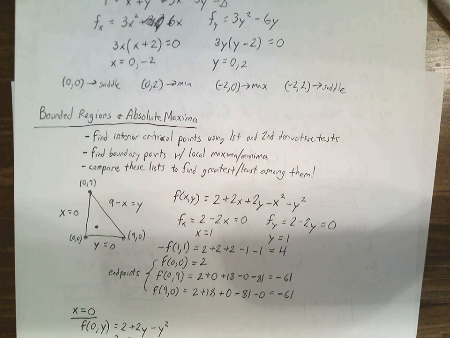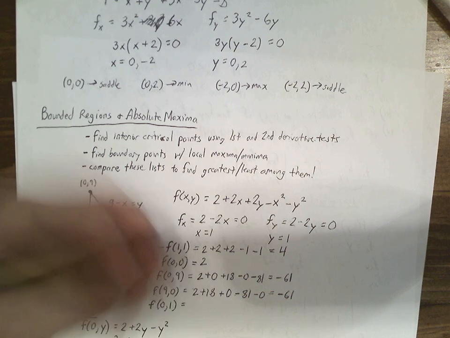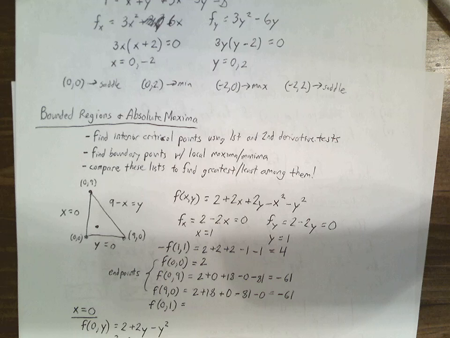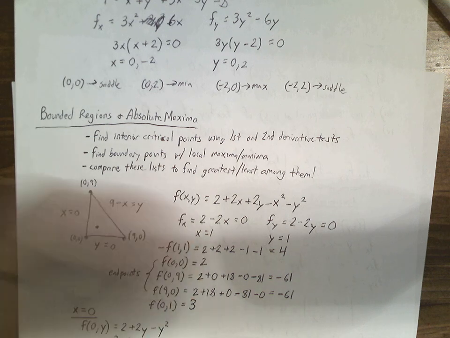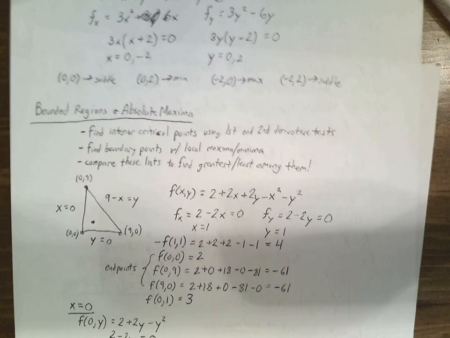Now we need to look at the point 0 and 1. So we plug that in the original function, or really just this endpoint here. We'll get 2 plus 2 minus 1 is 3. So that one's not an especially standout point either.